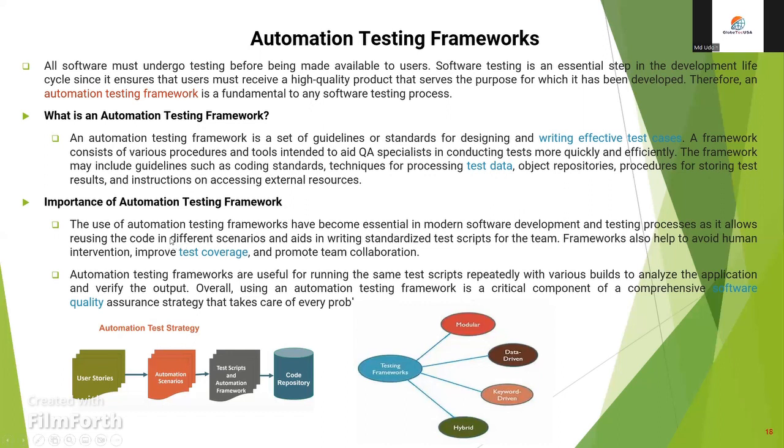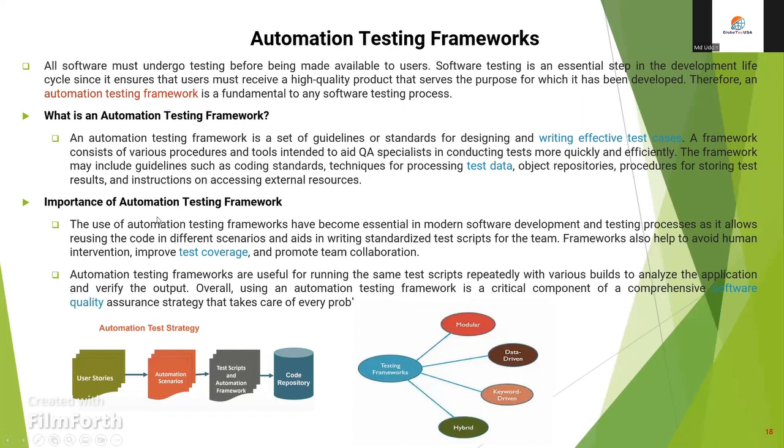So what is the importance of the automation testing framework? The use of an automation testing framework has become essential in modern software development and testing processes, as it allows reusing the code in different scenarios and writing standardized test scripts for the team. So it can help to avoid human intervention, improve test coverage, and promote team collaboration.